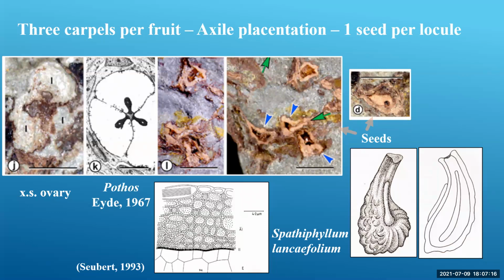This compares very favorably to Spathiphyllum lancifolium. It's an aroid that's described by L.T. Seubert in 1993. So we have a narrow micropylar end and a wide chalazal end with a lot of bumps on it and striations. We also see the raphe, the vascular tissue to the seed, which we can't really make out in these, but it may be visible there at that blue arrow. When you look at the integuments of these seeds, you'll see they're quite thick, and they could be quite similar to what's seen in Spathiphyllum as well.